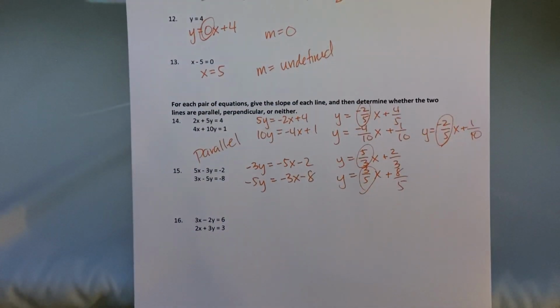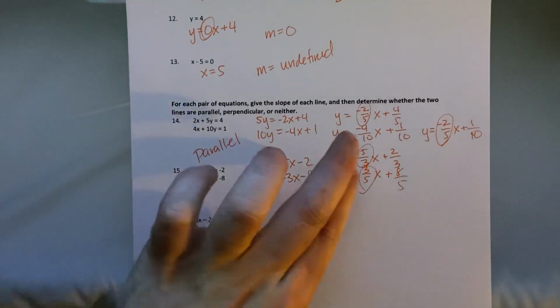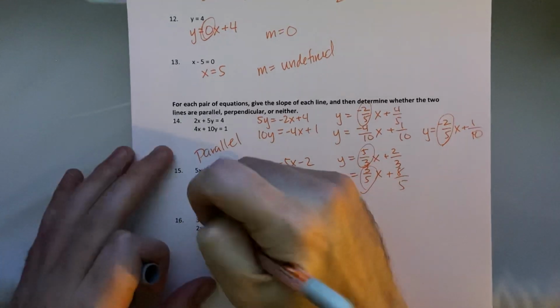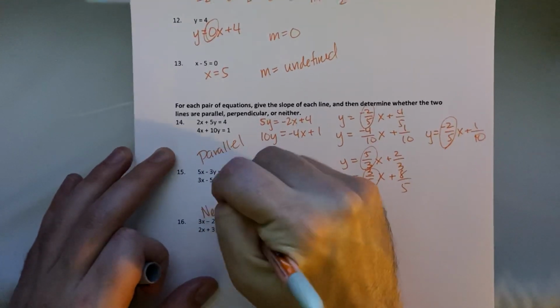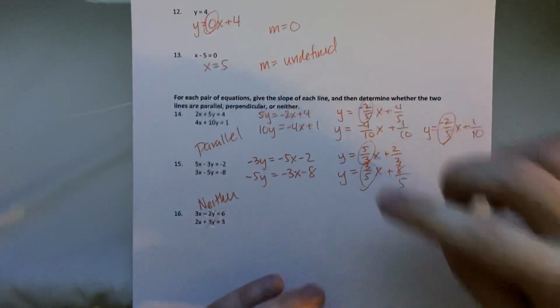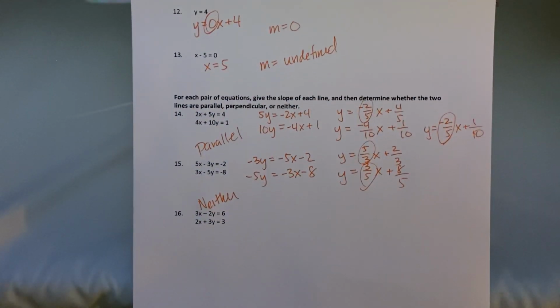Now we talked about it briefly in the last video that they're perpendicular if they have negative reciprocal slopes. So they have the reciprocal, right? Because 5/3 and 3/5 are flipped. But they have to be opposite signs here. Are they opposite signs? No, so this is neither perpendicular or parallel. If we had had 5/3 and negative 3/5, they would have been perpendicular, or negative 5/3 and positive 3/5. So let's keep going. You can do number 16 yourself.